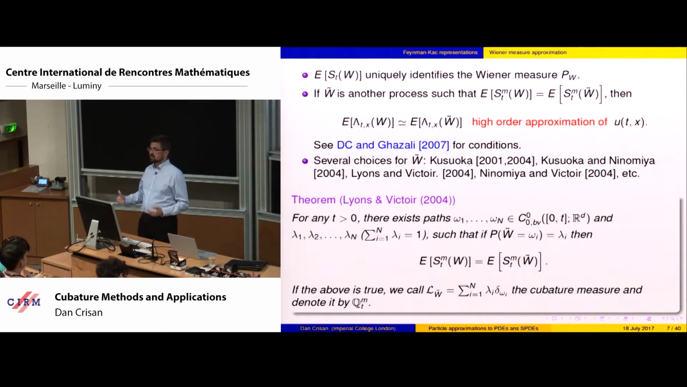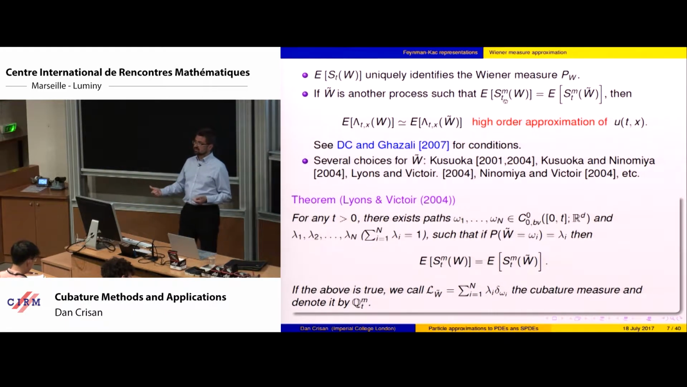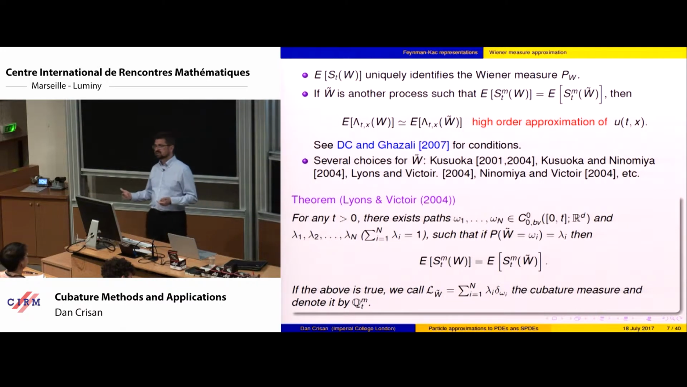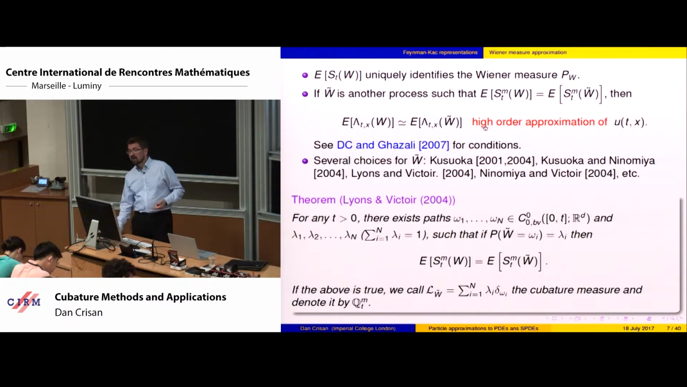It turns out that the corresponding laws are very close. If you take a functional of that process, the expected value of the functional of that process is very close to the expected value of the functional of Brownian motion. And that's what I wanted to get to, because I want to replace the Wiener measure, I want to replace the Brownian motion, with another process that will match the truncated signature. And if I do that, I'll end up with an approximation of the corresponding Feynman-Kac representation. I'll end up with an approximation of the PDE.